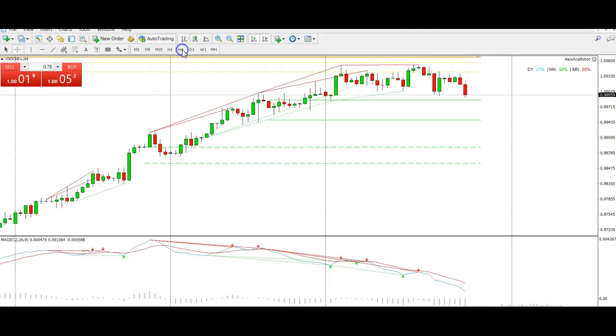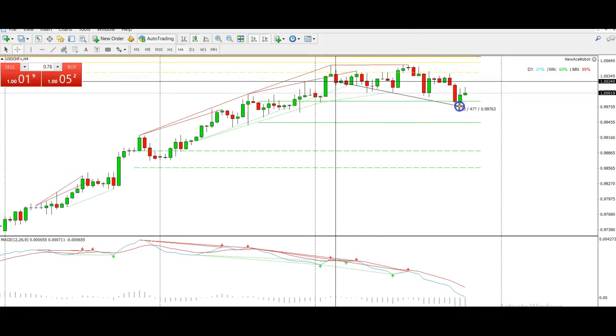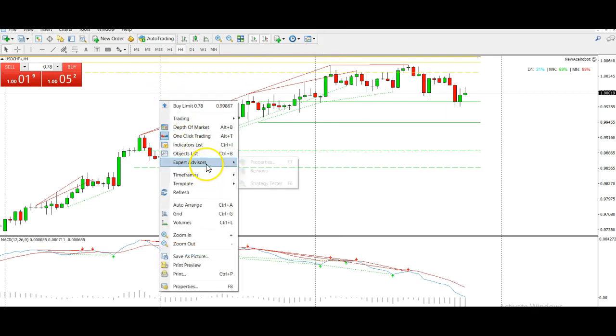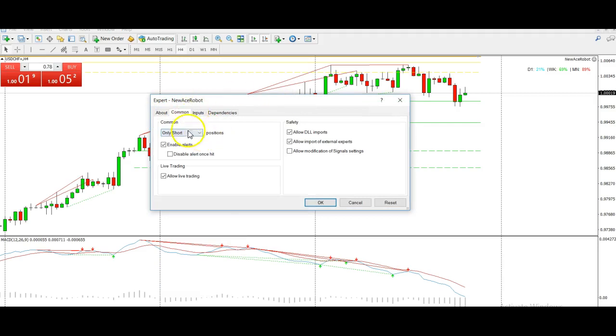Just look at this 4-hour. First easy target is down here somewhere. What you do, you go to properties, go to expert advisors, go to properties, go to common. We're only looking to short the market.